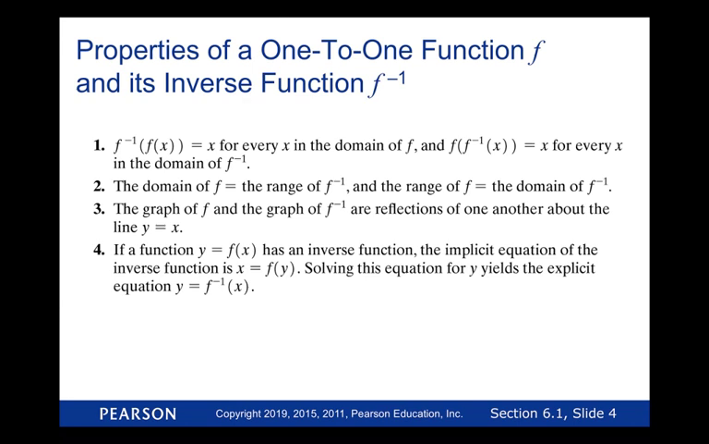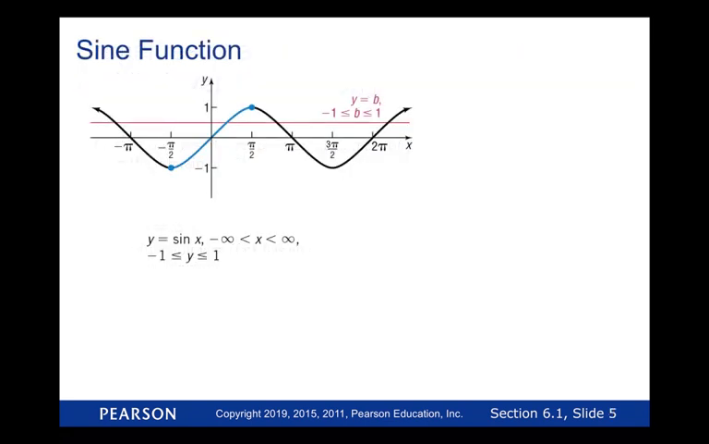The rest of this I'm going to talk about in the flow. Again, this is touching on the idea that we were discussing. If we consider the graph of sine, the original graph, it fails the horizontal line test. You see that?